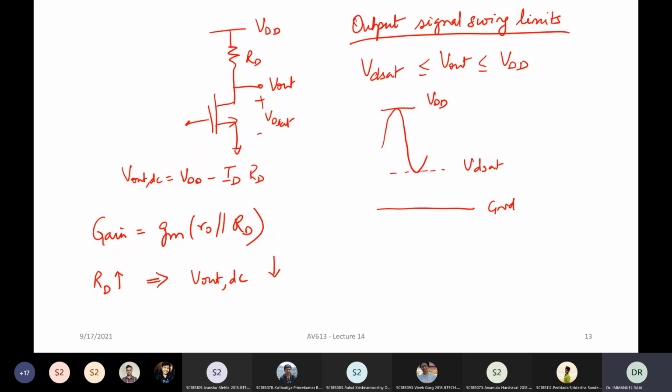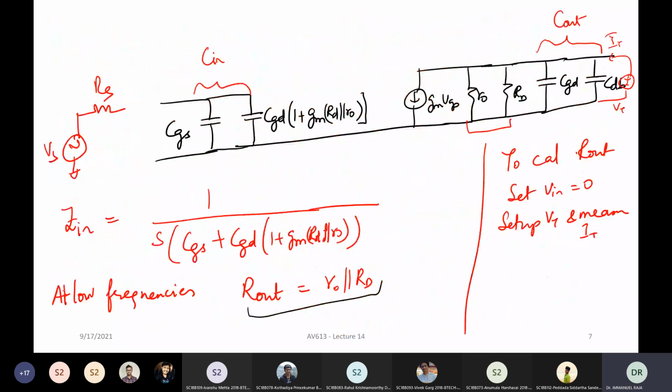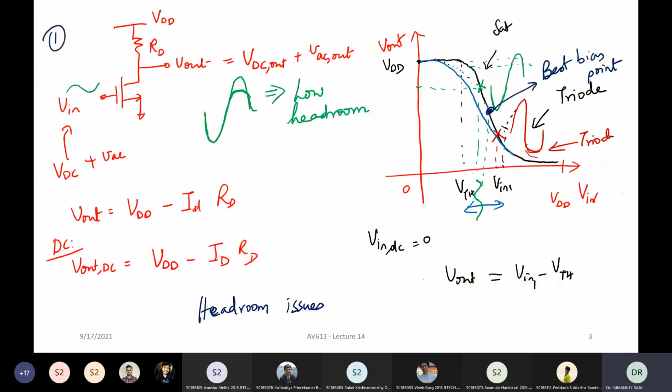Now, for the same amount of current, if you just increase your RD, your V out DC will come down. Which means that if you were to refer to our yesterday's discussion and look at this particular point, you're kind of moving more towards the right.